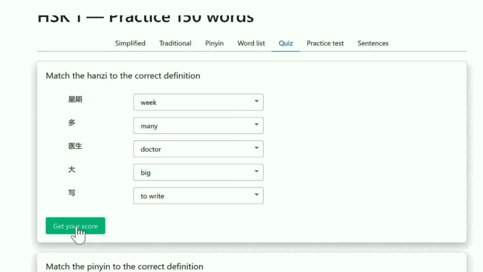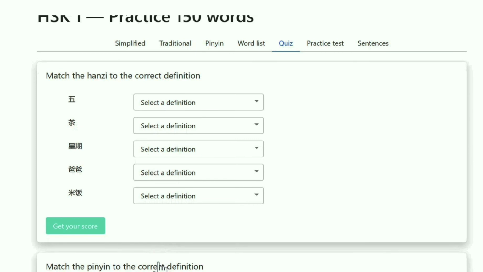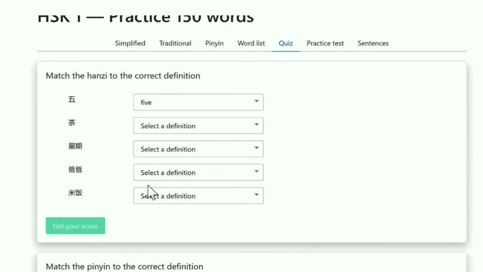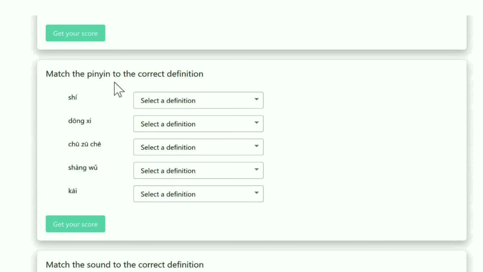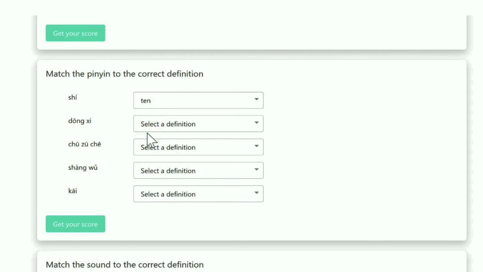I want to get my score. And now you see it's 100% correct. And you can even actually get another quiz. Number 5 means 5, okay, etc. Yeah, so you get the idea. And then the next quiz is matching the pinyin to the correct meaning. So 10, I know that means 10, so you just select this one, okay.